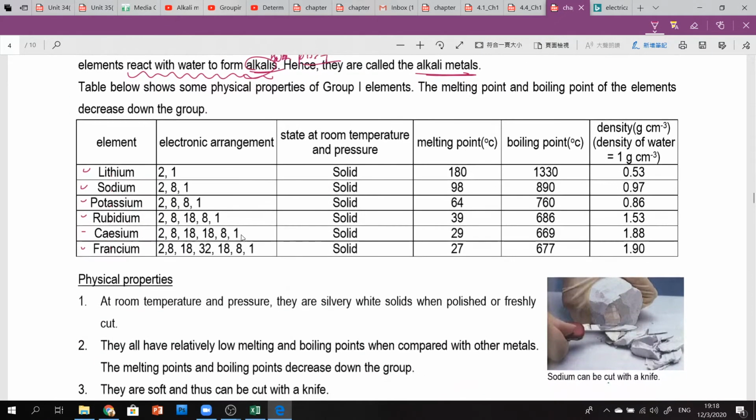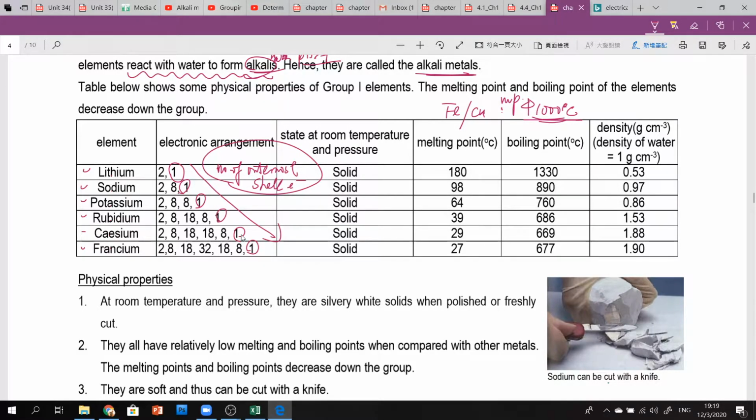Now you will see the following table showing some of the similarities and differences between them. What I want to mention is the physical properties. The electronic arrangements of them are quite similar in terms of the last digit, which is the number of outermost shell electrons. They all have just 1 outermost shell electron. They are solid. Melting point and boiling point are quite low when you compare with commonly found metals, like iron, copper, gold, silver, whose melting points are more than 1,000 degrees. Some of them even rise to 2,000 degrees.